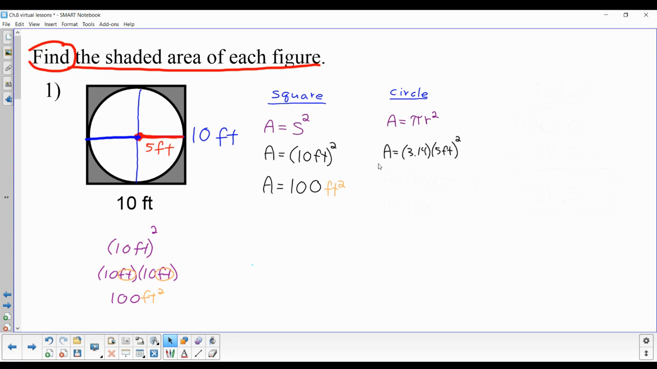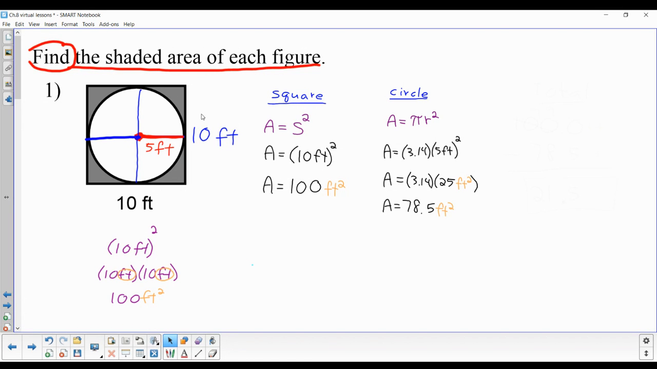Parentheses are first, but there's nothing inside the parentheses to do. And then exponents. So area is equal to, and 5 feet times 5 feet is 25 square feet. Then copy down anything I did not use, like 3.14. Now that I'm done with exponents, I do multiplication. 3.14 times 25 is 78 and 5/10 feet squared.